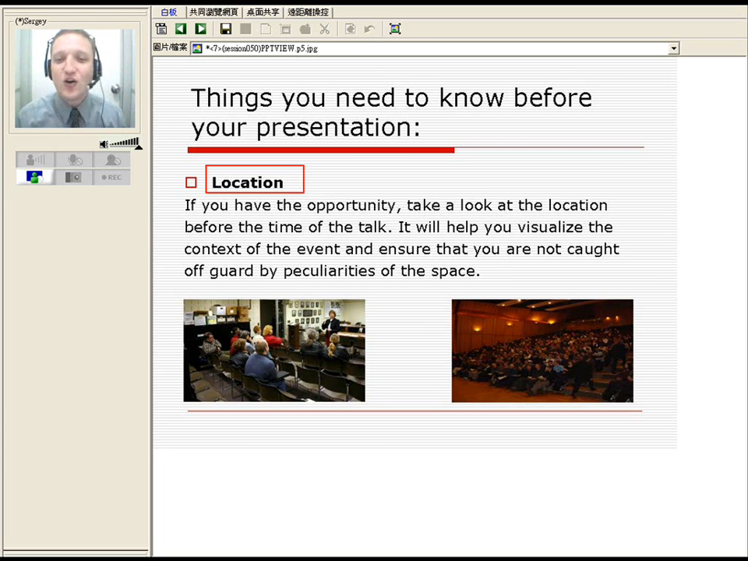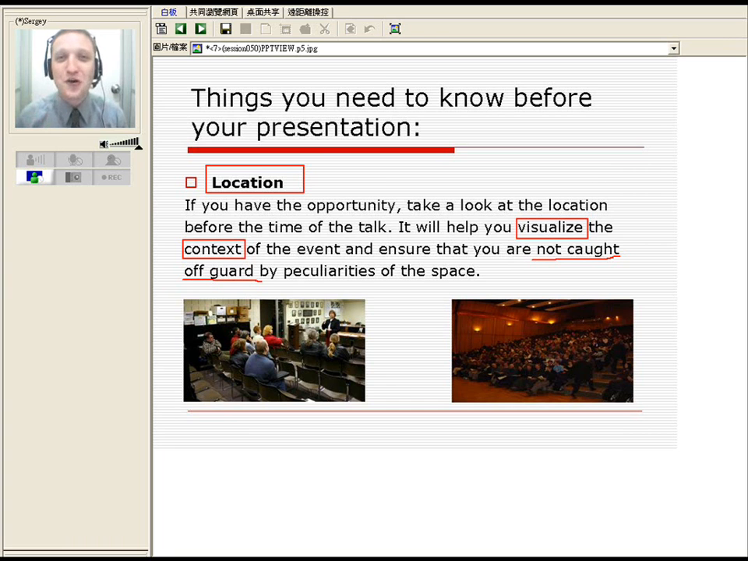If you can, try to, what we say, or what we call, visualize the context of the event. To visualize means to imagine where you are going to be speaking at. And the word context here means a situation or environment where you are going to speak at. And if you can do it, and if you can have a chance to take a look at the place, you are not going to be caught off guard.